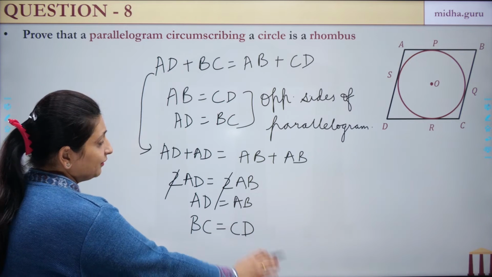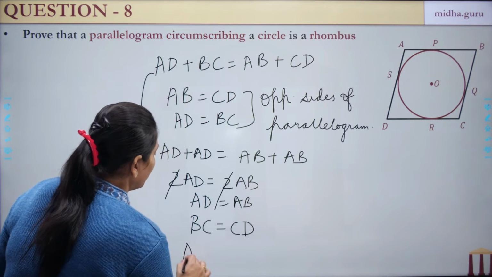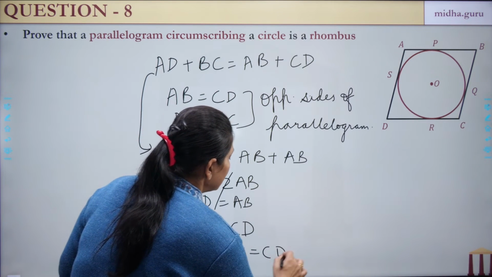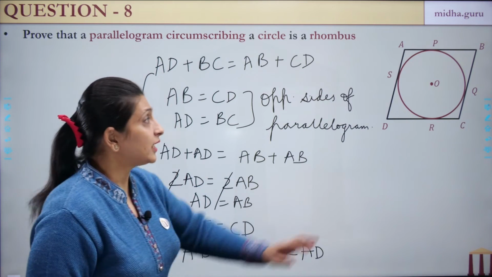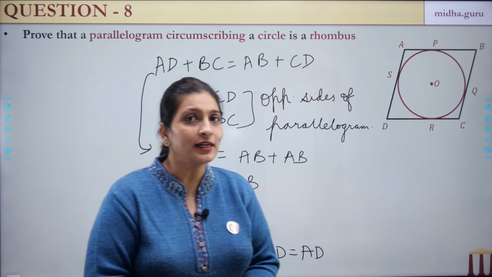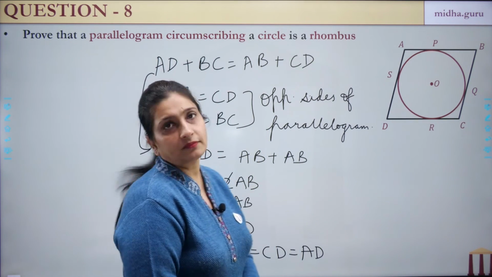We know AD is equal to BC, and we know AB is equal to CD. So BC and CD will also be equal, and AB is also equal to BC. BC is equal to CD. So what did we get? AB is equal to BC is equal to CD is equal to AD. So we have proved that all the 4 sides of this parallelogram are equal. So if all the 4 sides of this parallelogram are equal, it is a rhombus.